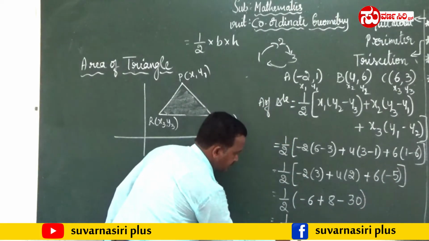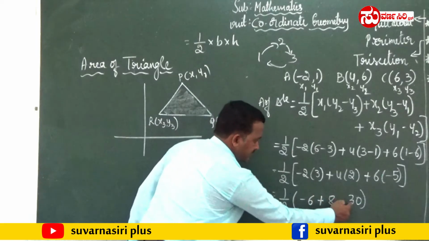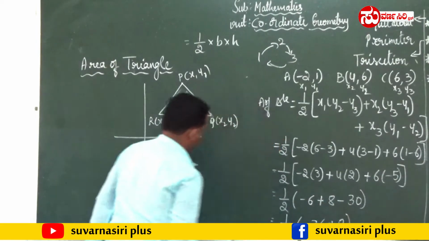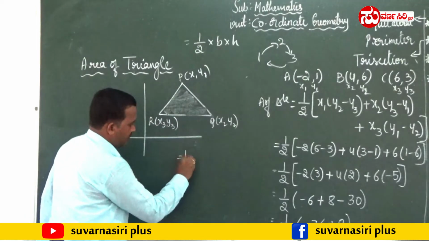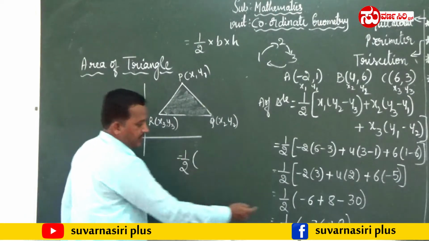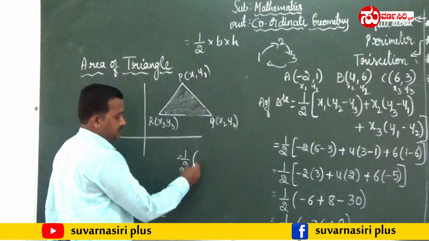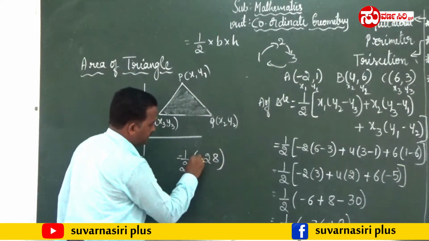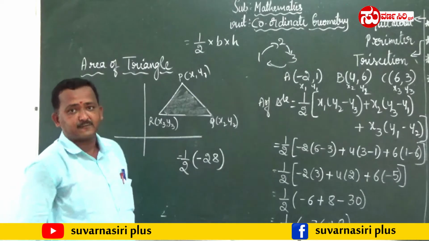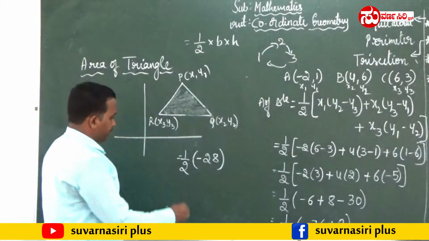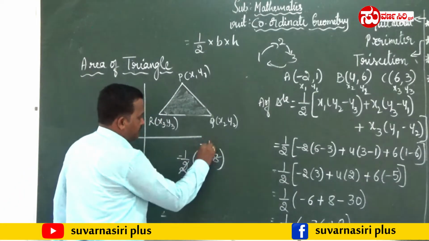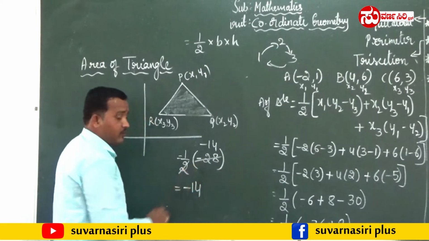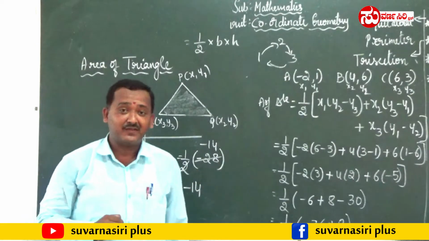So half into (-6 -30) is -36, plus 8. So if I proceed with that, half into (-36 plus 8). Plus into minus, so that is 28 with minus sign, 36 minus 8. So if we cancel, we get minus 14. What is this? We got the minus value here.